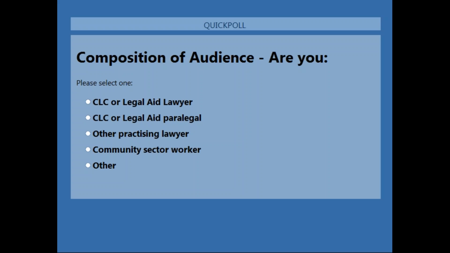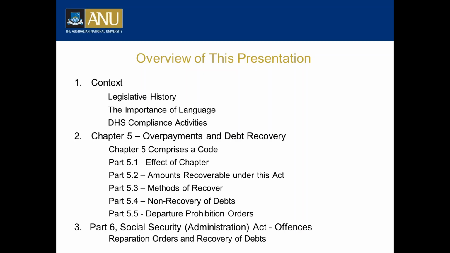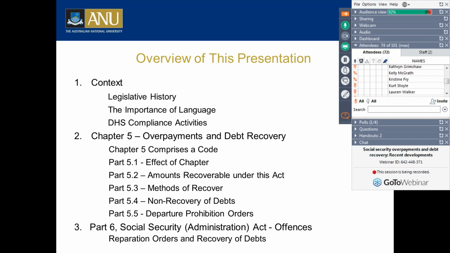Then Chapter 5, a fairly simple chapter in the Social Security Act, not too large, probably about 50 or perhaps a bit more sections. I'm going to talk about how it's a code, so it's really comprehensive. And then I'll work through issues like the debts that are recoverable. That's where I'll talk about methods of recovery.